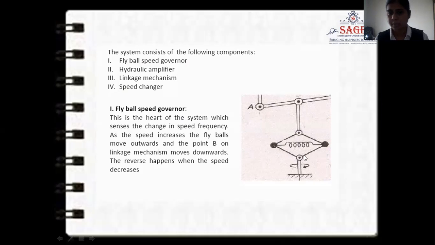This is a flywheel speed governor. This is the heart of the system, which senses the change in speed and frequency. As the speed increases, the flyballs move outward. Means the balls will move in this direction, this and this, outward. And the point on the linkage mechanism moves downward if both the balls move outward, means this point will stretch downside. The reverse happens when the speed decreases.